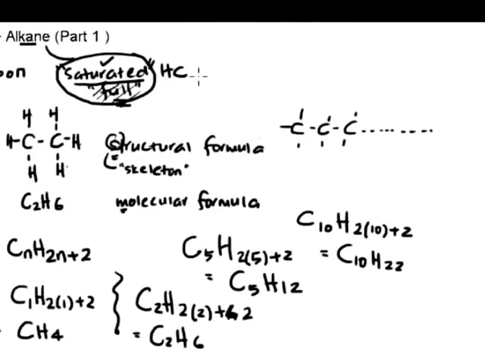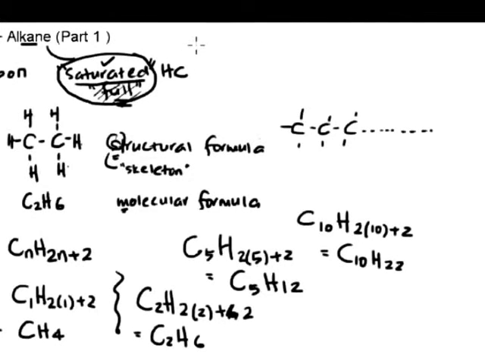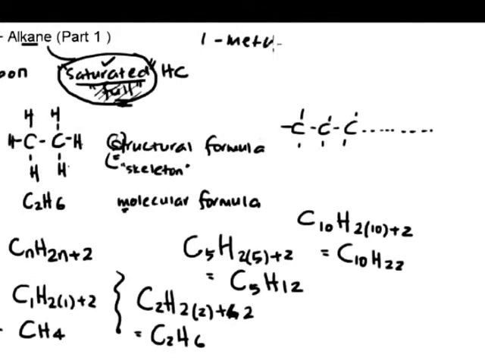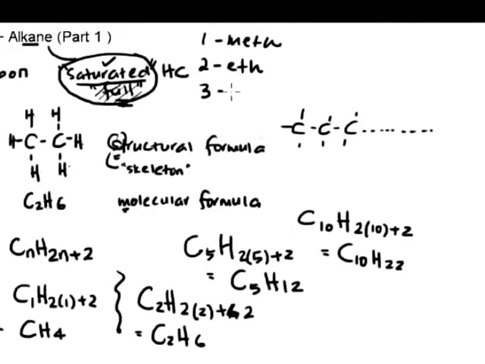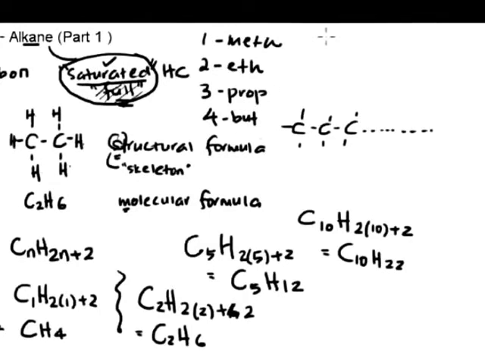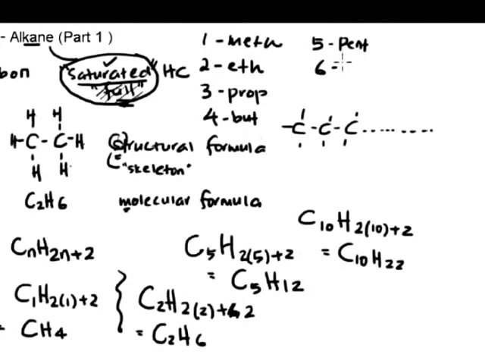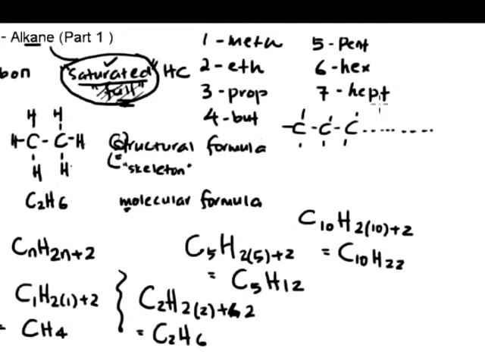In order to know the name, we must first know the prefix of each amount. If there is 1 carbon, we use meth. If there's 2 carbon, we use eth. If there's 3 carbon, prop. 4 is but. 5 is pent, as in pentagon. 6 hex. 7, take a guess, hept. 8 is oct. 9 is non. 10 is dec. Let me repeat.